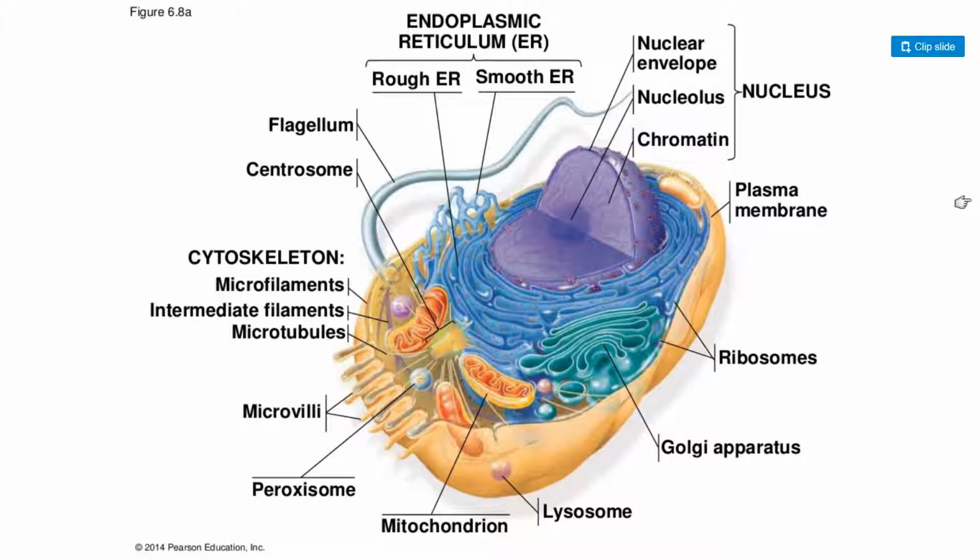The endomembrane system is basically a continuous, and I'm going to put that in quotation marks, because it's continuous, but they're not all physically attached. Continuous system of membranes. So what does it do? That is the definition of the endomembrane system. It is a continuous system of membranes.